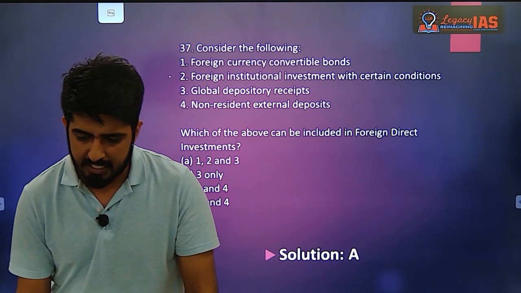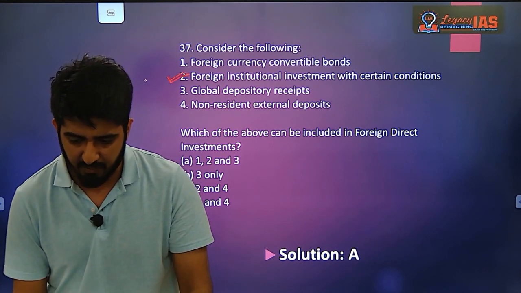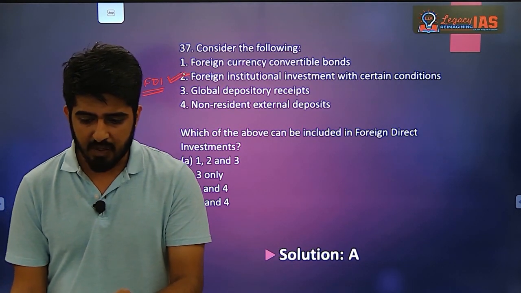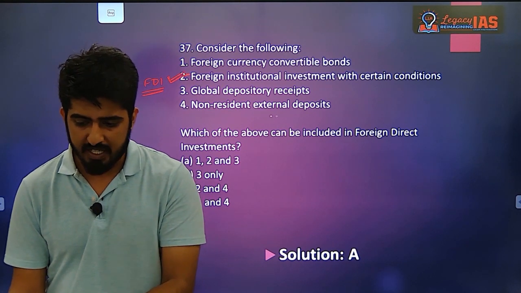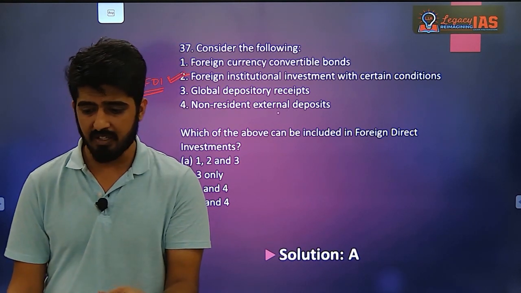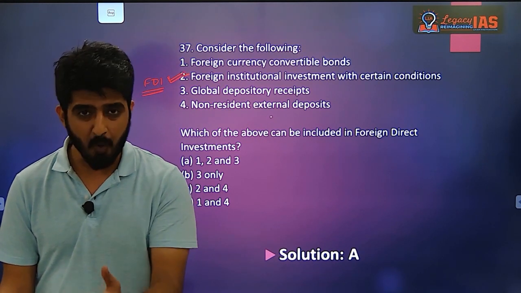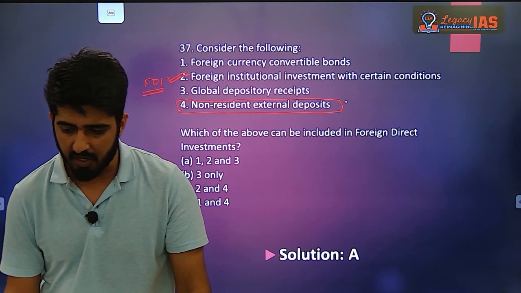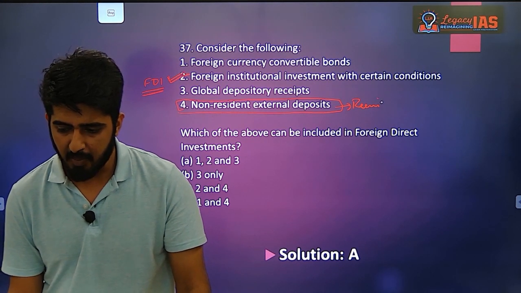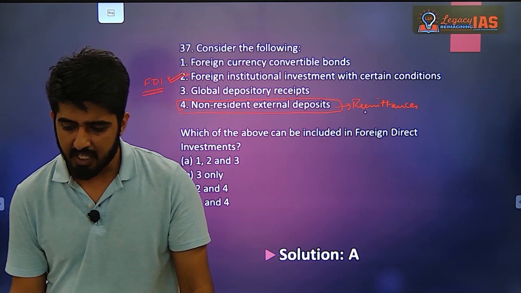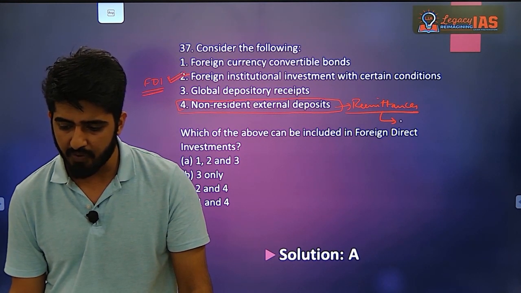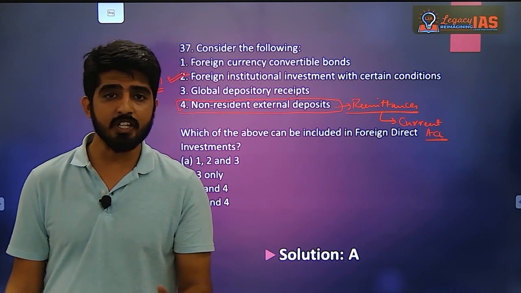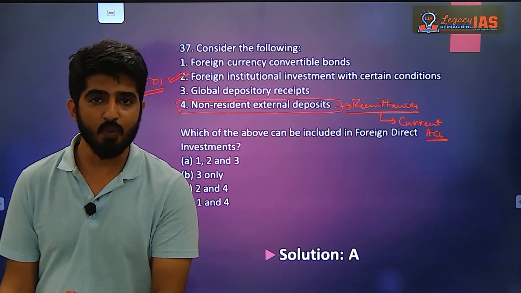Now this you can consider as what? You can consider this as FDI because it says certain conditions. And then foreign currency convertible bonds, global depository receipts, non-resident external deposits. Let's suppose you are finding it difficult to eliminate amongst these leftovers. What you can do is, non-resident external deposits are nothing but remittances. The moment you understand it as remittances, this falls into the category of current account. It does not go into the capital account at all. The moment it is on the current account side, no way it can become FDI.